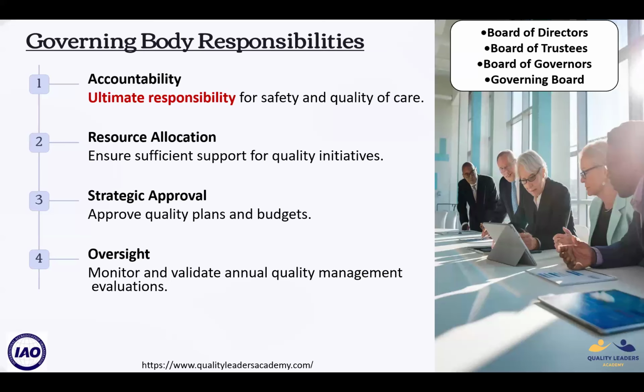Okay, they will provide strategic approval. They will approve the quality plans and the budgets for it. That's their responsibility. They are supposed to be overseeing, supervising the quality initiatives. They are supposed to monitor. They are supposed to take feedbacks, regular sort of progress things. Okay, in a way, it's not like the board doesn't run quality improvement.